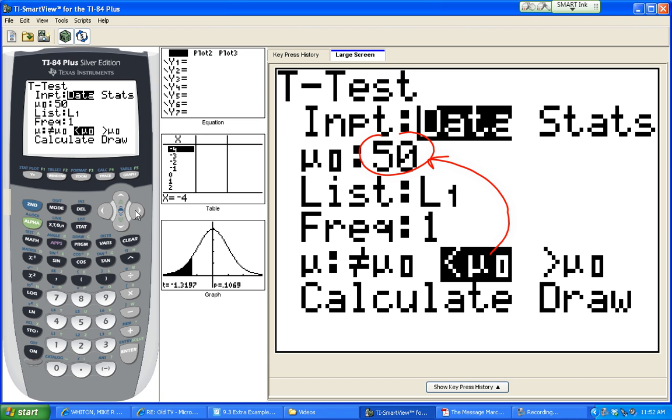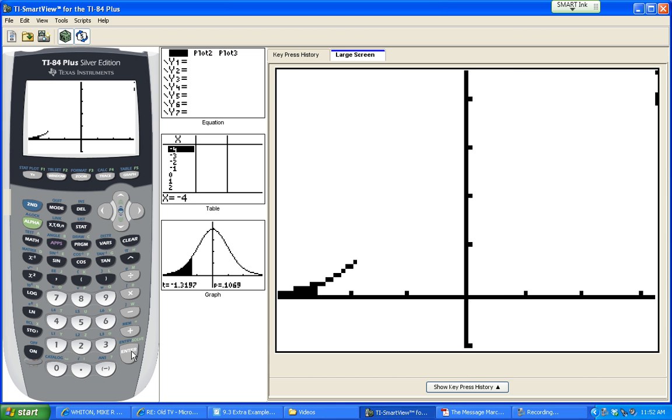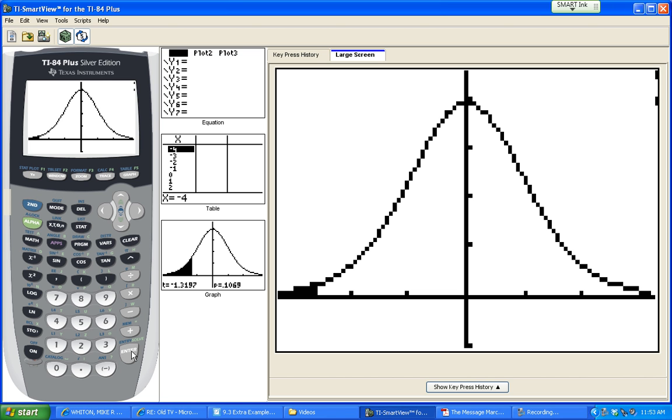Then we'll go ahead, and you can actually select either option, calculate or draw. Calculate will just give you the p-value and the test statistic and whatnot. I prefer draw because it's good to see a sketch of this anyway. And this draws it out for you. There's your t-curve. This is doing all the calculations.